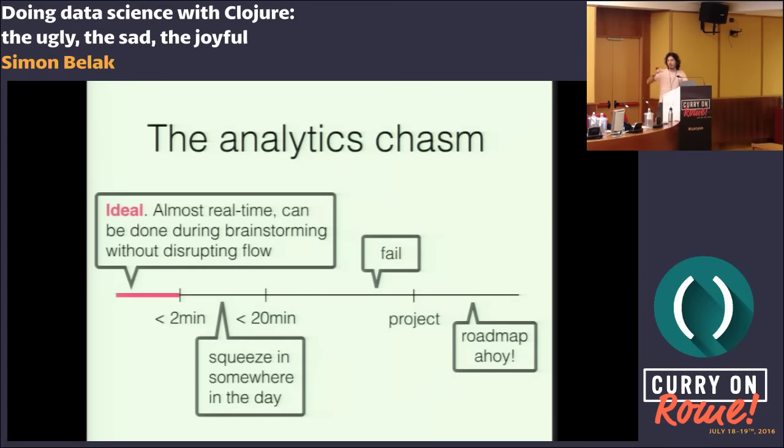So a lot of things that I'm going to talk about are optimized towards developer productivity, in the sense that they allow us to provide fast answers to the questions that any stakeholder in the company might pose.